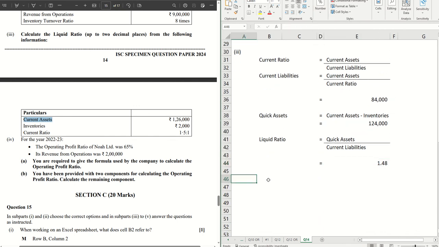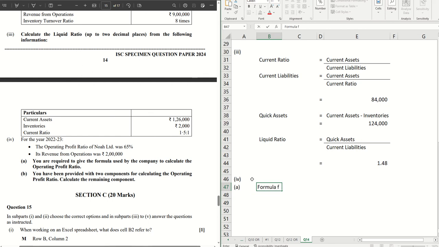Let's move on to Roman 4 that we have here, which is the last one. For the year 2022-23, the operating profit ratio of Noah Limited was 65%. Its revenue from operations was 2 lakhs. You are required to give the formula used by the company to calculate the operating profit ratio. So that is a straightforward formula.